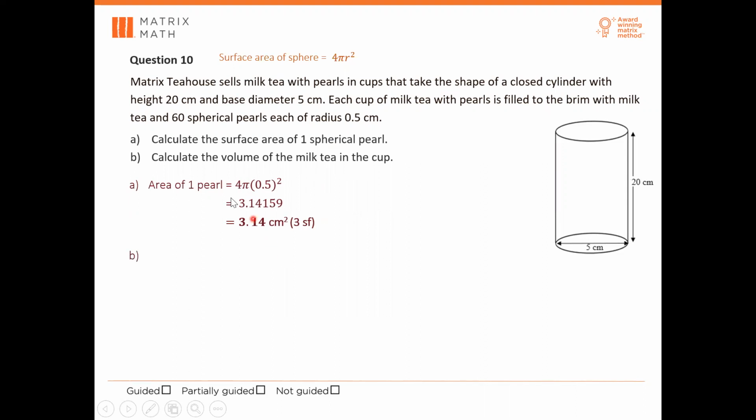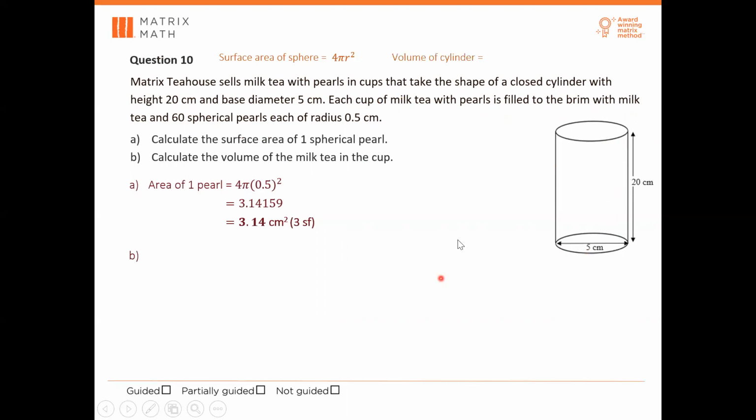And for B, calculate the volume of the milk tea in the cup. All right, so let's look back at the question again regarding the milk tea and the pearls. They say each cup of milk tea with pearls is filled to the brim with milk tea and 60 pearls. So the full cylinder, the cup, the whole volume of the cylinder will be the same as the volume of milk tea and 60 pearls. Let's bear that in mind. So with that, let's proceed to find the volume of the cylinder.